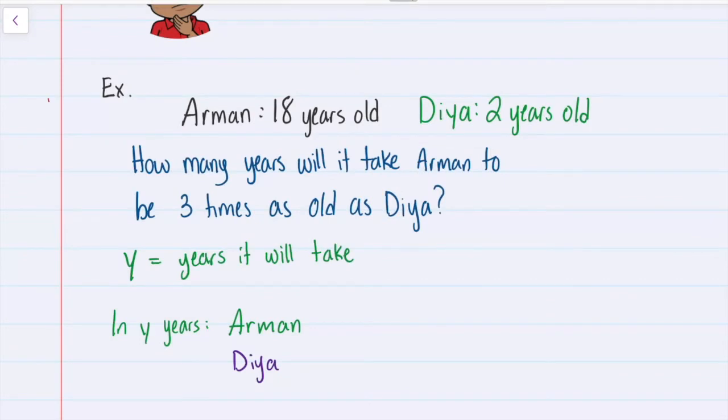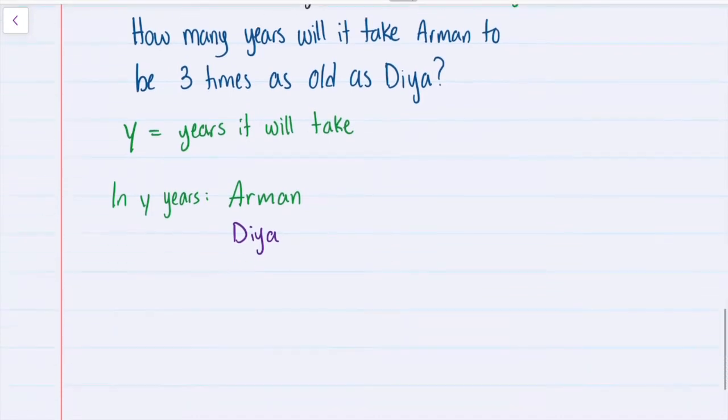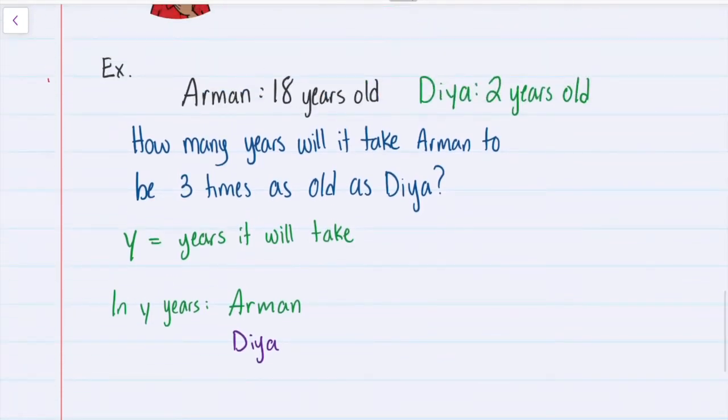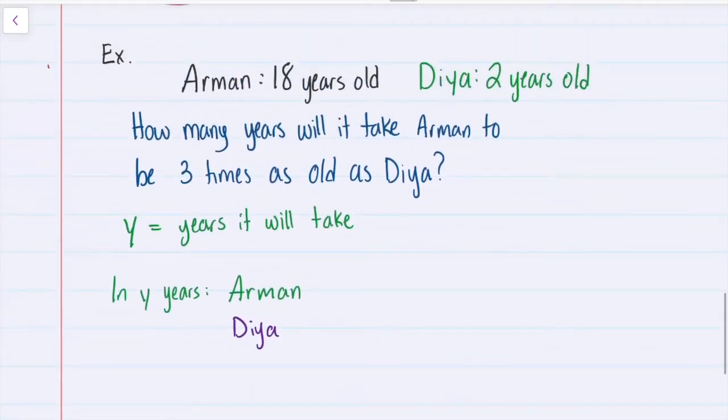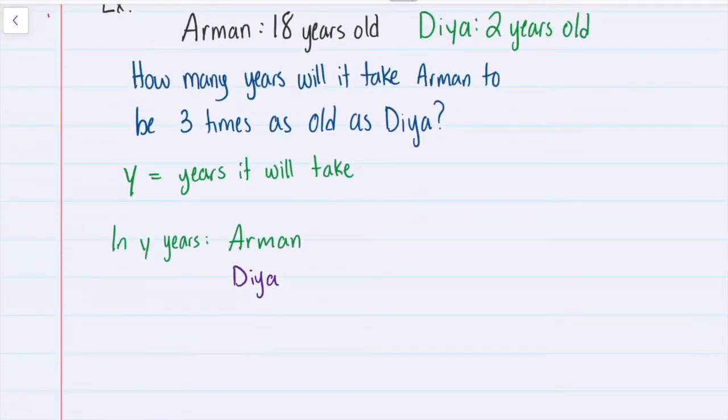All right, guys, so we have another similar age word problem, although it's a little different, but you can use the same process. We have Armand, who's 18 years old, and Dia, who's 2 years old. Well, let's set this up, guys. Right now, presently, Armand is 18 and Dia is 2 years old, and we're talking about the present.